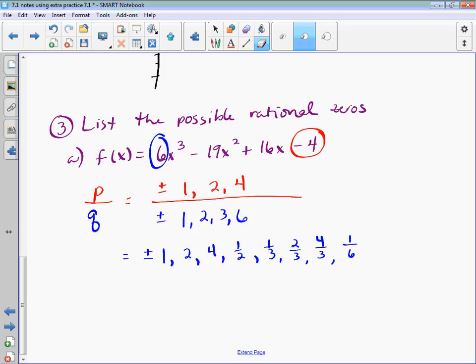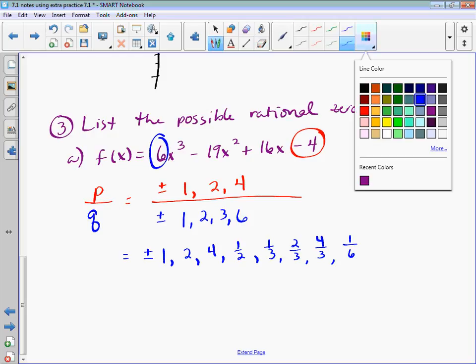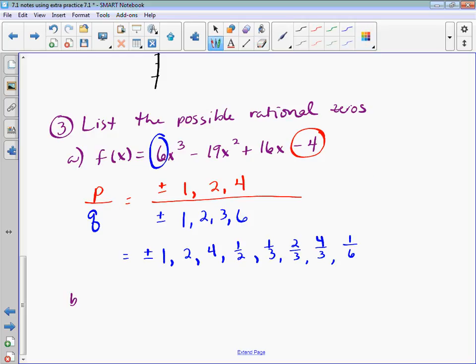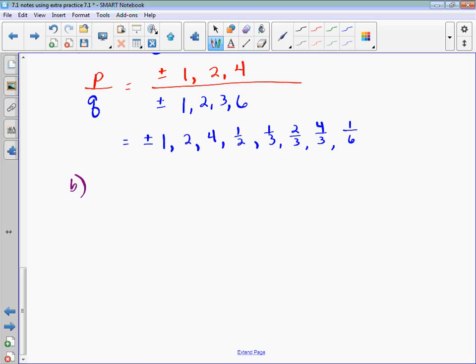All right, are we okay with A? Let's try another one. I'll have you guys try one. All right, let's do f of x equals 3x cubed minus 17x squared plus 25x minus 25.